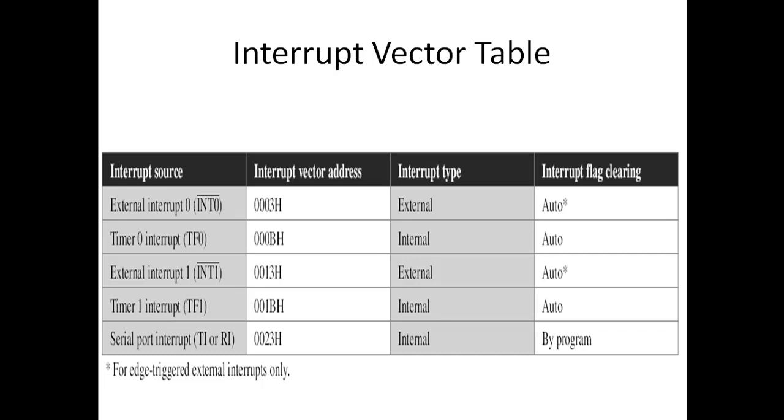So the essence is that at the interrupt vector address, the address of the ISR, where our ISR is actually stored in the memory, is there. For example, INT0 bar has interrupt vector 0003H, TF0 has 000BH. So every interrupt has a particular interrupt vector address where the corresponding interrupt service routine is stored.